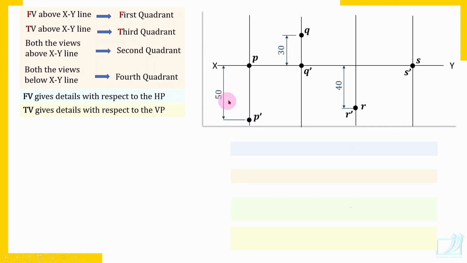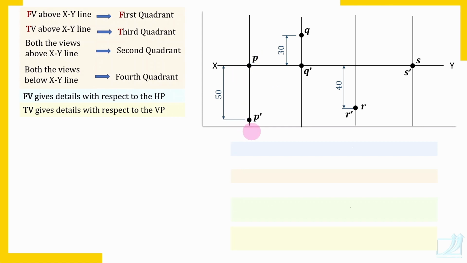So point P is below HP. Now important. What is the distance of point P from VP? Top view gives distance from VP. So what is the distance of this top view from XY line? 0. The top view of point P is exactly on XY line. And top view gives distance from VP, so distance from VP is 0. That means point P is in the VP. Point P is one of the points in VP. VP is a plane and there are infinite points in the VP. P is one of those points.